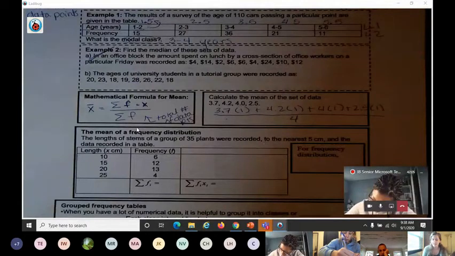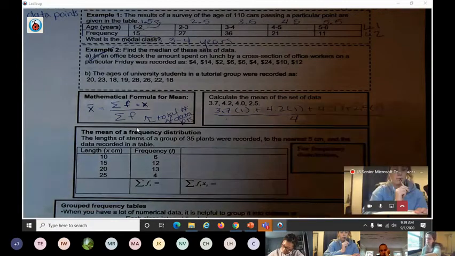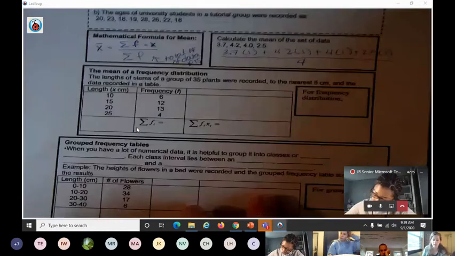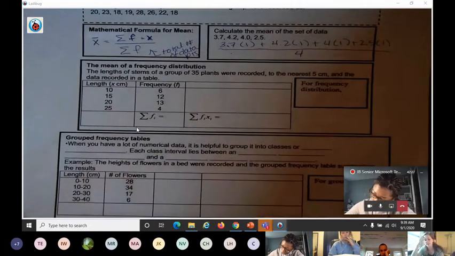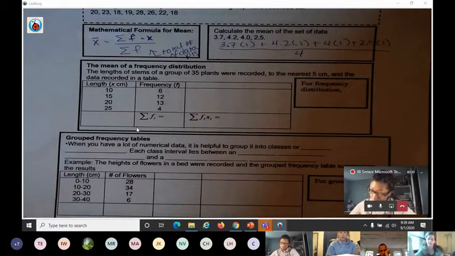For the sake of time, since we have like 7 minutes left, we're going to jump to the mean of the frequency distribution box. Trying to get through it as fast as possible. And the last section should have hopefully been review. Okay, so the lengths of stems of a group of 35 plants were recorded to the nearest 5 centimeters, and the data was recorded in the table.